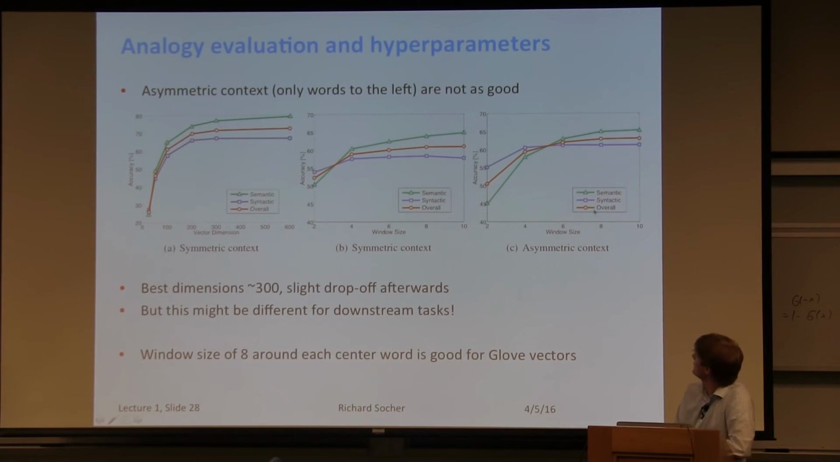And then here we actually look at the asymmetric context. So we look at only the words to the left, for instance, and we see that in general it performs reasonably well and has a similar kind of trade-off curve where you don't want to go too far and have a window size that is too large.